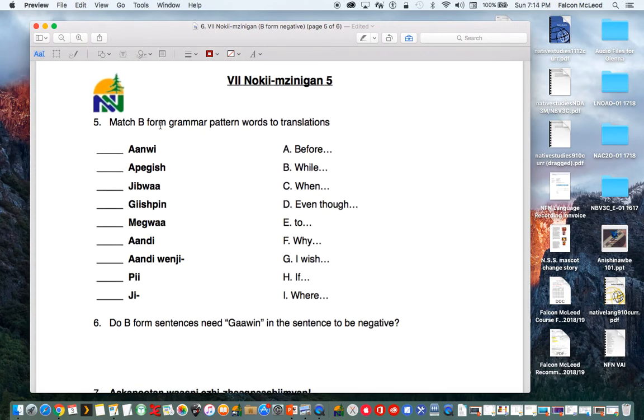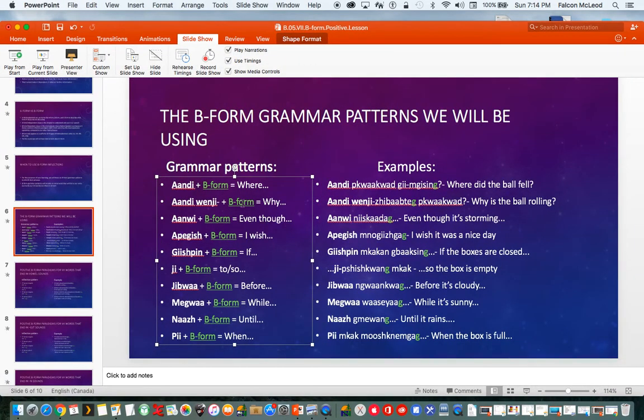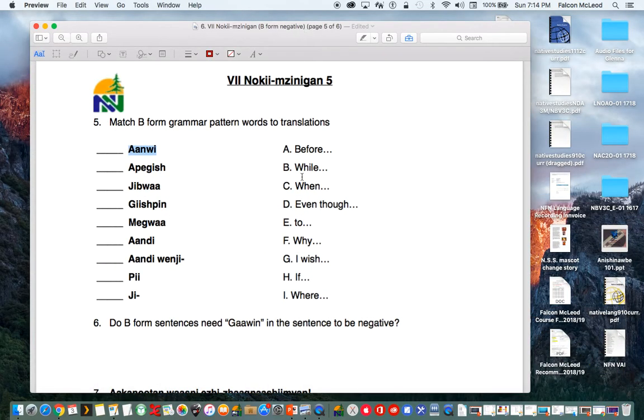Next one, we have match the Bform grammar pattern words to the translations. So we have a space here to fill in with A, B, C, D, E, F, G, H, I. So on with, you can go back to your last lesson here. And we can look for on with means even though. Right there. So we're looking for even though, which is D. All right, so I'll leave the rest of these for you to do.